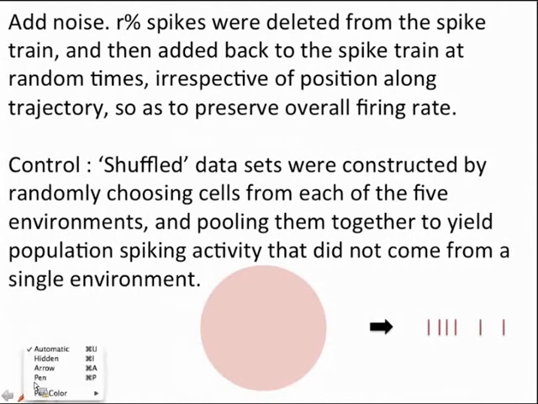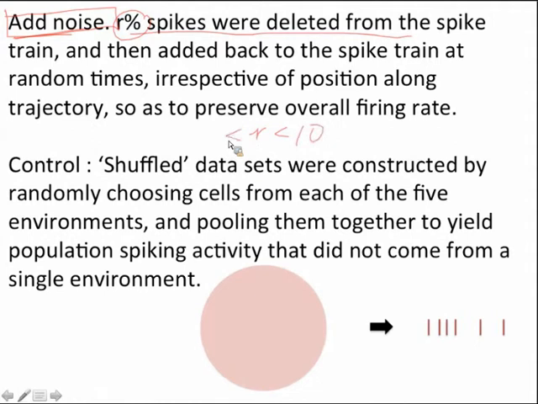The next thing, however, is that data always has noise. So they then added noise. To add noise, they basically deleted spikes, R% where R was somewhere between 10% and 1%. So we might delete this spike here. We choose a spike at random, delete it, and then move it elsewhere.